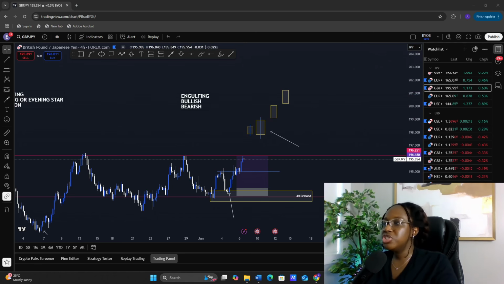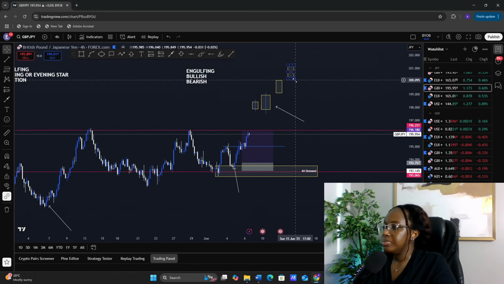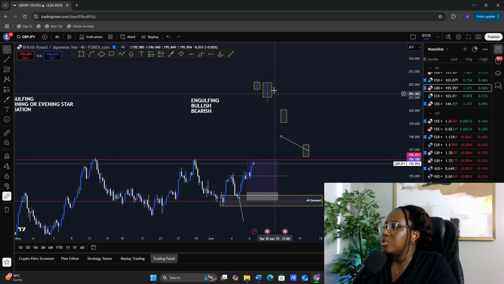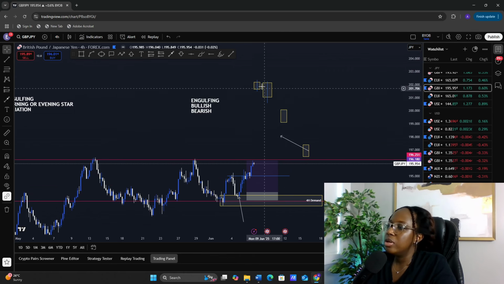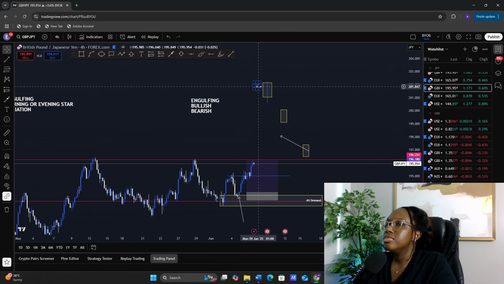Now for a bearish engulfing candle, we're anticipating for price to go to the downside. That means we would have a bullish candle followed by a bearish candle, which the body is bigger than the previous bullish candle. This is what it would look like. We see here we have a bullish candle followed by a bearish candle. The thing we have to look at is basically the body of the candles.